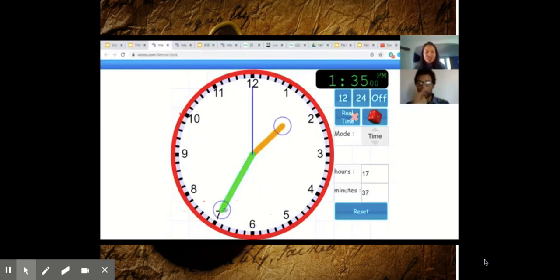1:35. 1:35. 1:40. 1:40. 1:45. 1:45. 1:50. 1:50. 1:55. 1:55. 2 o'clock. 2:00. 非常好. Great job, everybody. Great job. Okay.